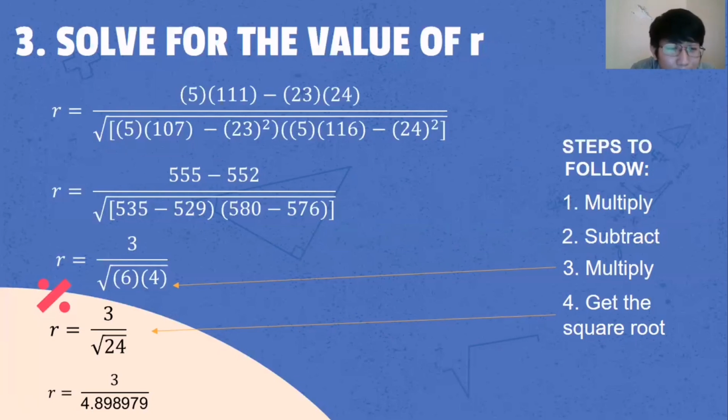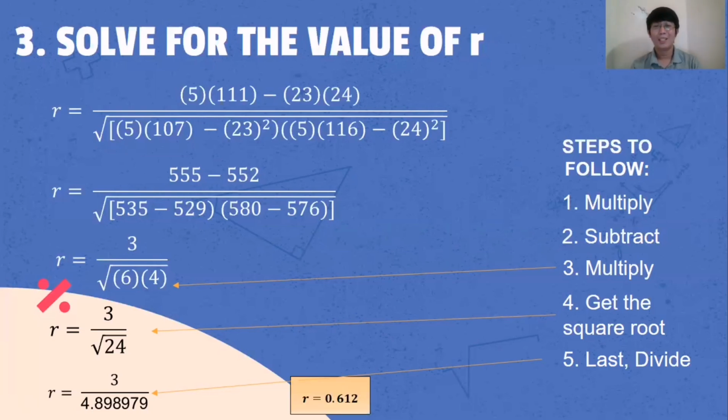So we now have 3 over 4.898979. And the last step will be divide. We will be dividing 3 by 4.898979. And the answer is 0.612. And that is the answer for the R value. I hope you were able to follow me.